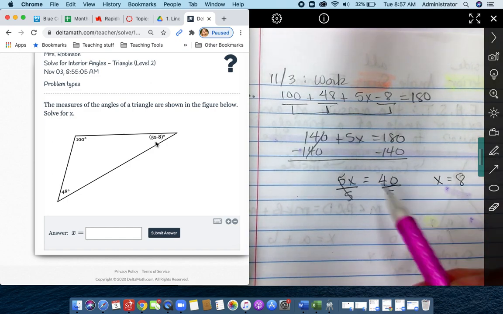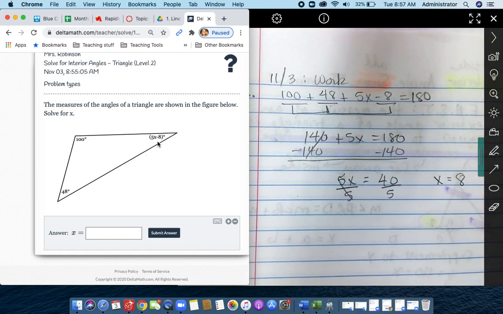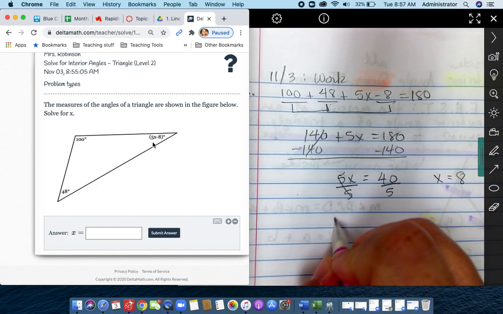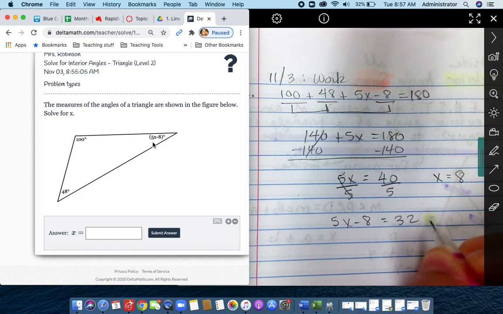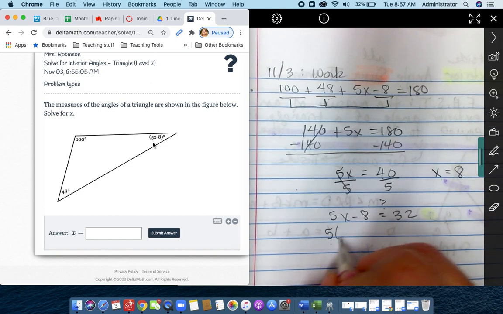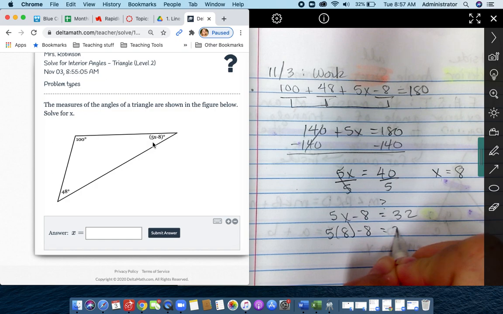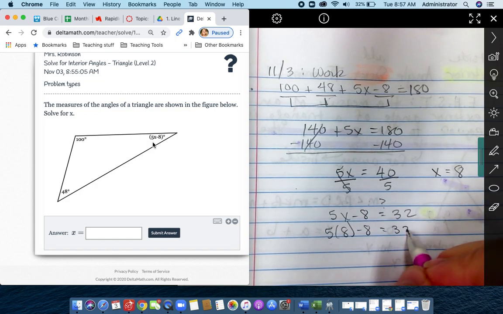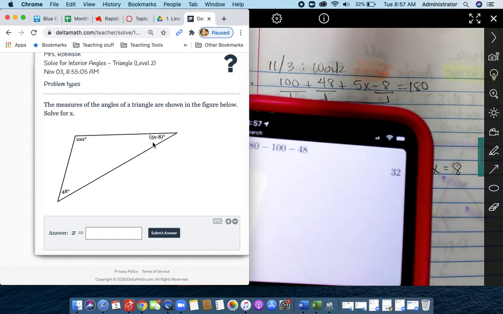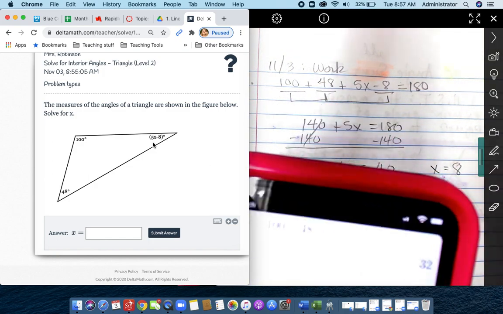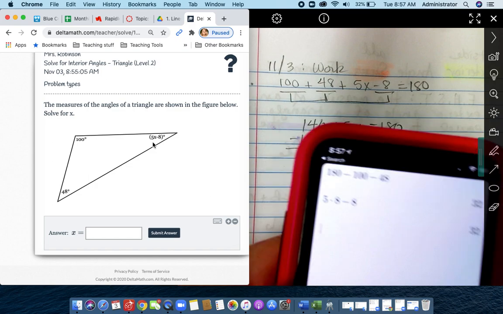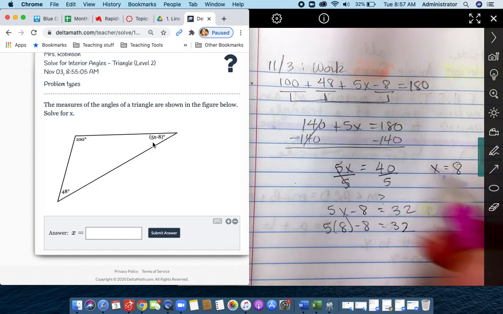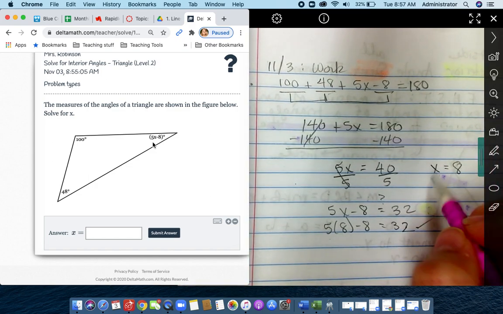So I guess the question is, does this measure here equal 32? And so let's see if I plug it in. So does 5x minus 8 equal 32 degrees? Well, if I substitute the 8, not that I'm expecting to see all this, you can easily do this in your calculator. We can do 5 times 8 minus 8, and it does equal 32. So by substituting back in, we can verify that it works.